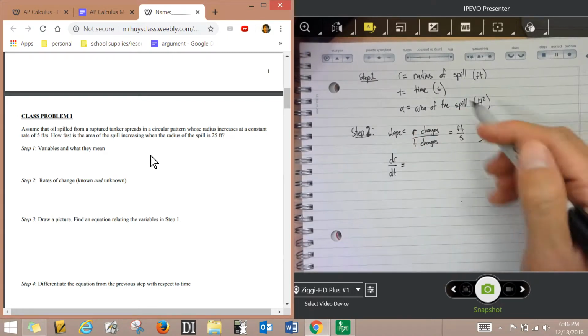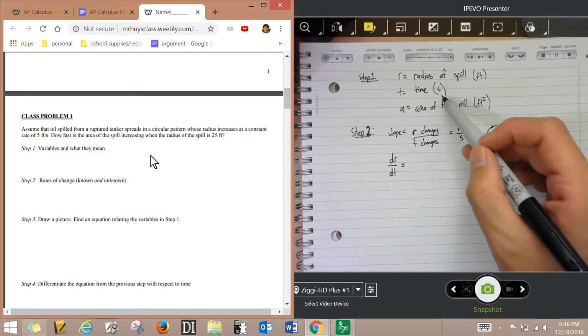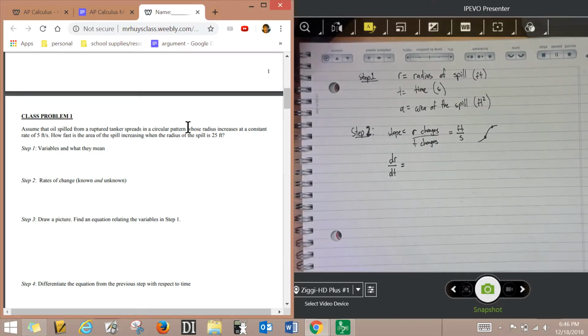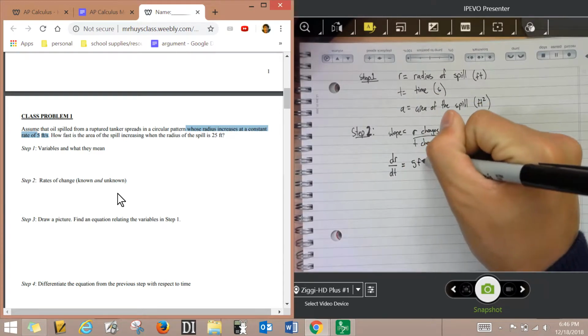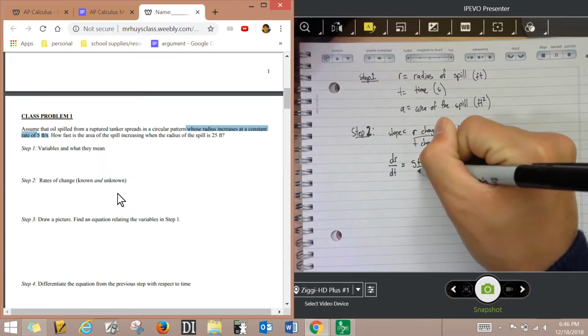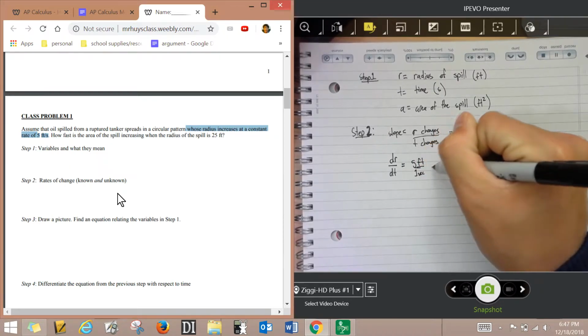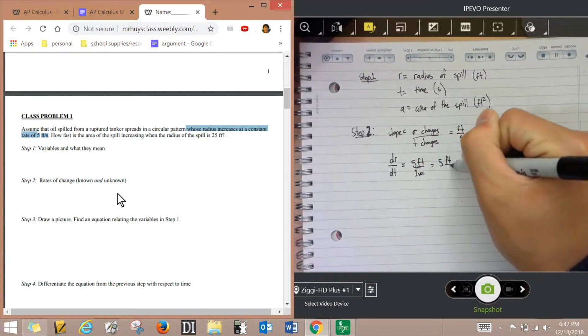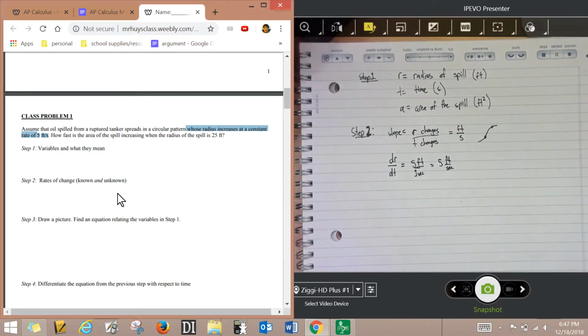of the radius with respect to time, and then do we actually know what the value is? It says right here, the radius increases at a constant rate of 5 feet per second. So let's write 5 feet per 1 second. You can write it as per 1 second or just 5 feet over second. Okay? Is there anything else we know?